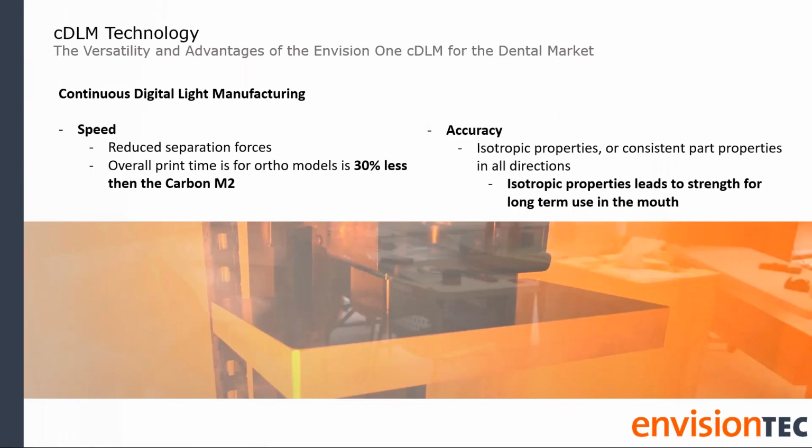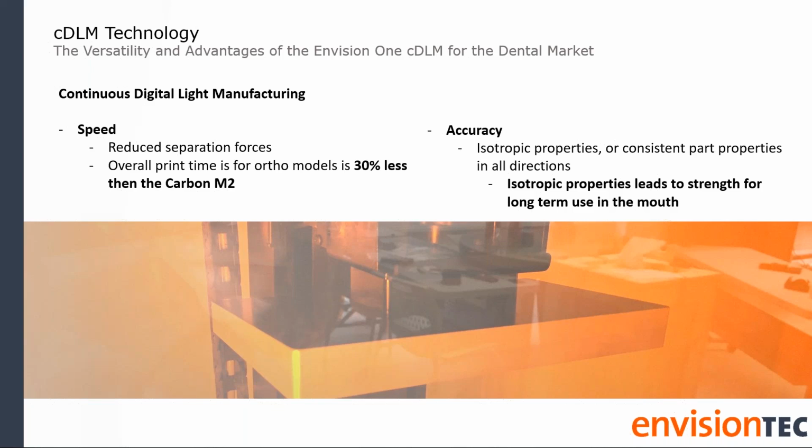So let's talk a little bit more about continuous digital light manufacturing. So cDLM technology speeds up the DLP process by adding a thin layer of oxygen between the layer being cured and the material tray. This layer of oxygen inhibits the resin from curing, which in turn adds many exciting properties. So the first advantage of cDLM is speed.